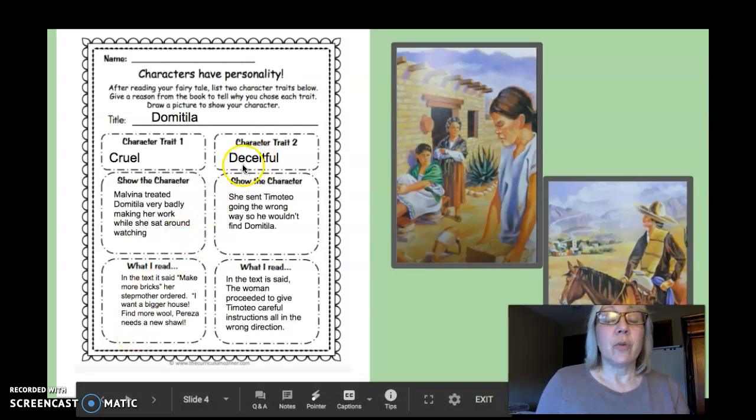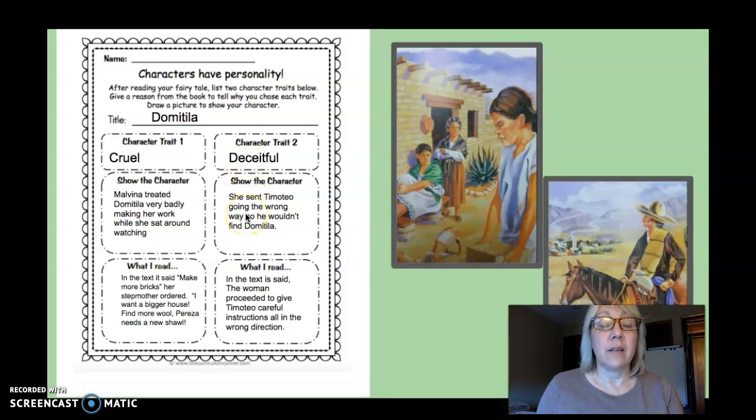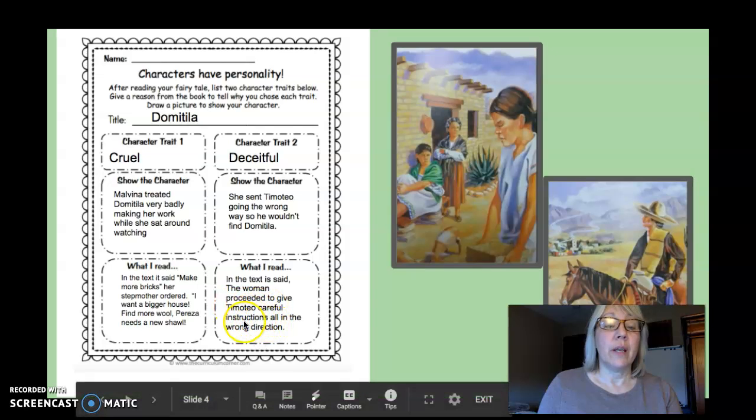And the other character trait is deceitful. That's the one where she is sneaky and dishonest, and it's kind of all of those things. How this shows in the character, she sent Timoteo going the wrong way so he wouldn't find Domitila. And what I read in the text said, the woman proceeded to give Timoteo careful instructions all in the wrong direction. And that's so that he would go off in the wrong direction and get lost, and he wouldn't be able to find Domitila.